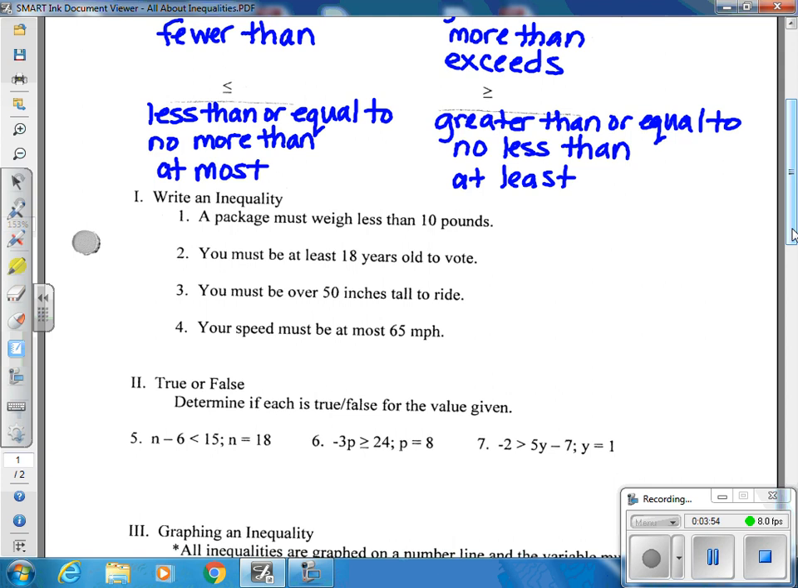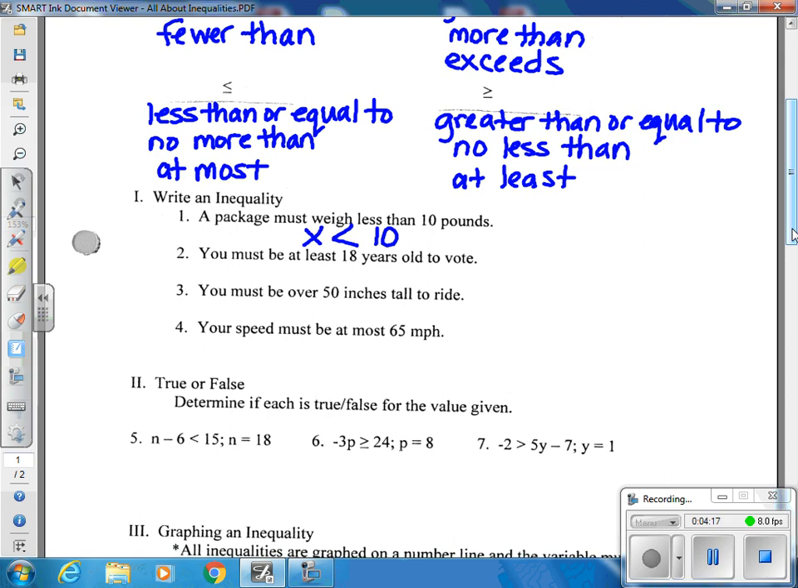So a package must weigh less than 10 pounds. Well, we don't know what size package it is. That's where our X is. We know we have to have the number 10, and then we've got to figure out what symbol goes in the middle. Well, it says the package must weigh less than 10 pounds. It can't be equal to 10, but it can be smaller than 10. So that's where the less than symbol comes in. So a letter, a symbol, and a number, right?